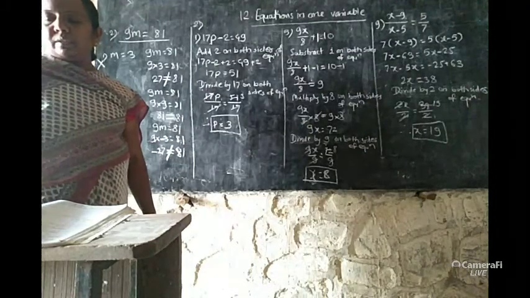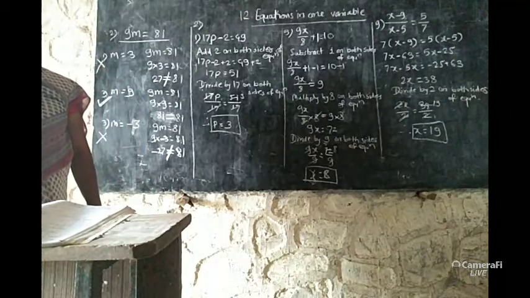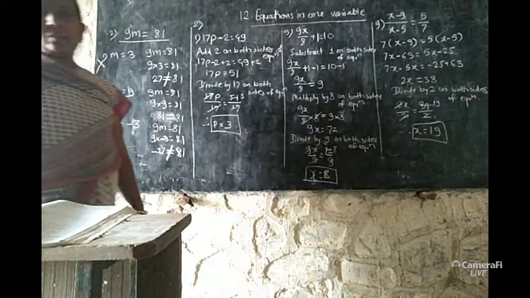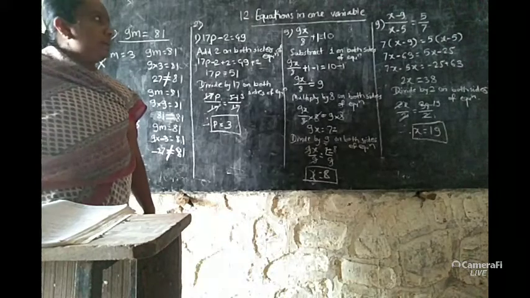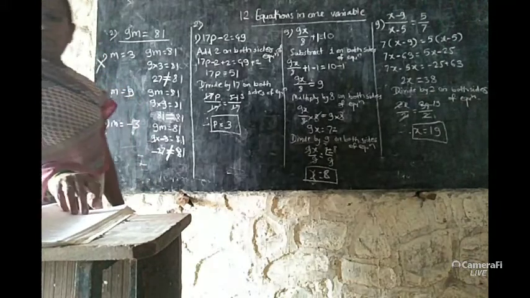Solve the following equation. This type of question is asked here. There are 11 examples. 4 examples are deleted from the syllabus. Only 7 we have to solve. I have taken 3 examples from that. See, we have studied on the first page.